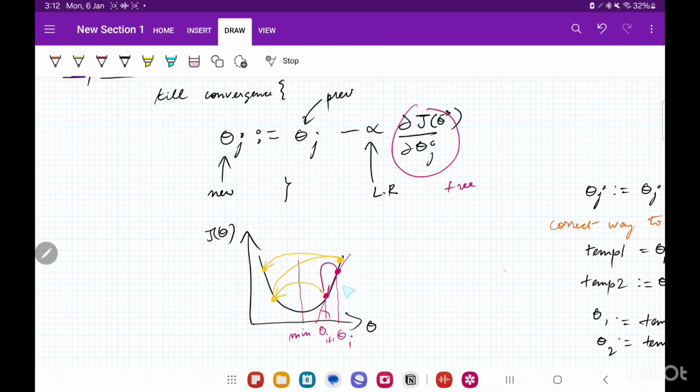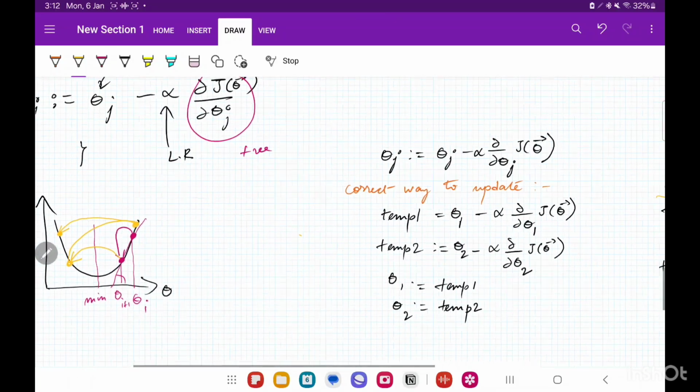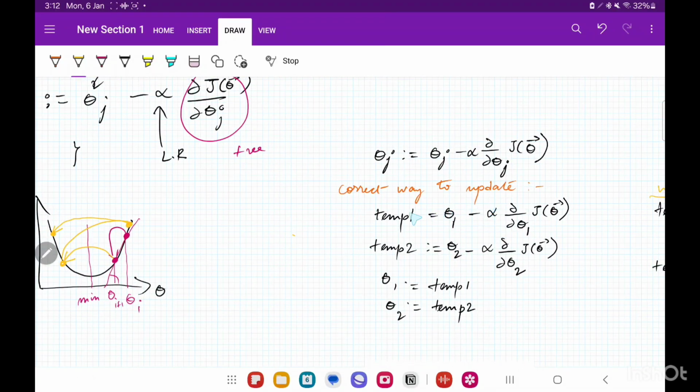One more thing, the updation is simultaneous. Here is the correct algorithm. We compute temp1 and temp2 first, independent of each other, and then the assignment is made to the weight parameters theta 1 and theta 2.